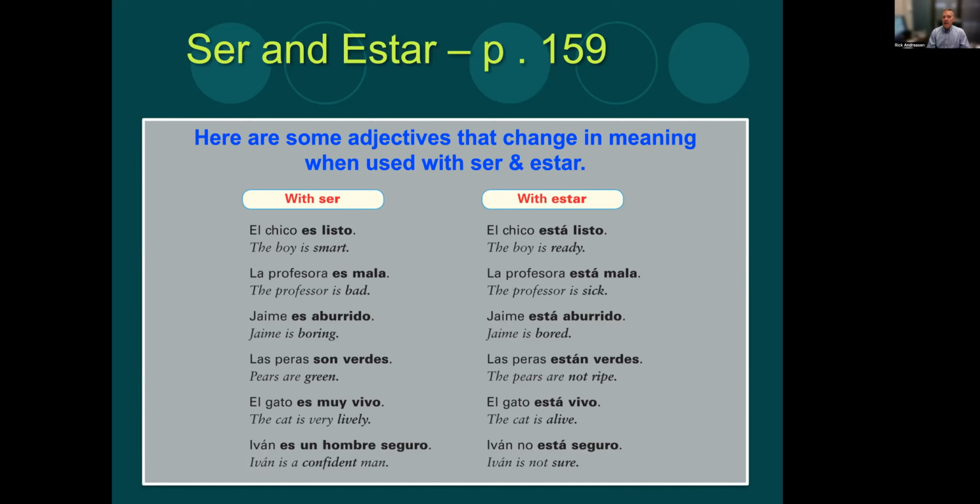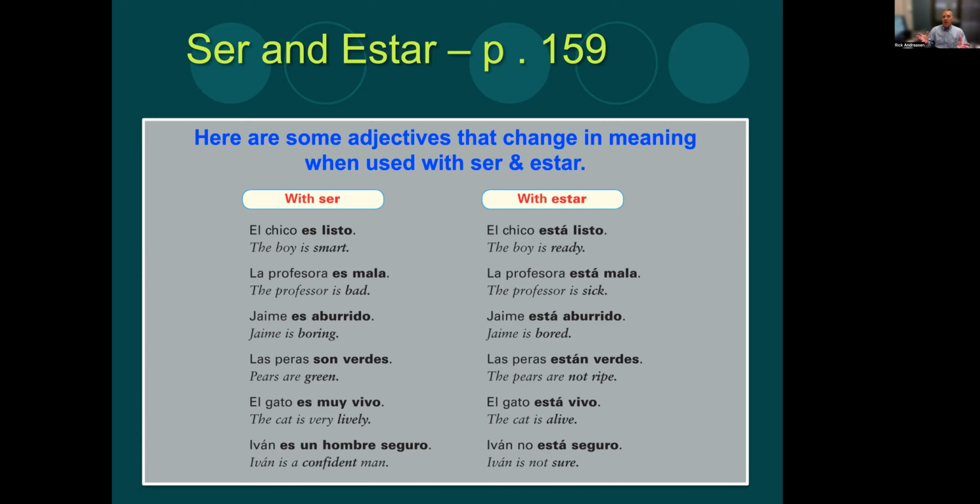Okay, so for example, the adjective listo. Listo means ready or smart. When it's ser, el chico es listo. He's just a clever boy. He's a smart boy. He's not necessarily doing anything right now that makes us think that, but just in general, he's a clever boy. Versus, el chico está listo. That means ready. We're ready to go, and he's packed and ready to go. So he's ready with estar. He's clever or smart with listo.